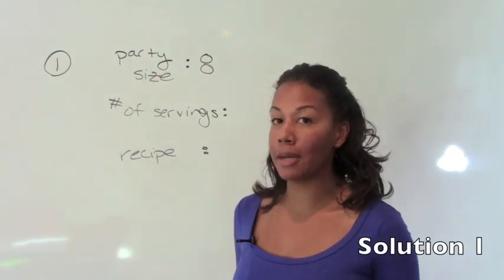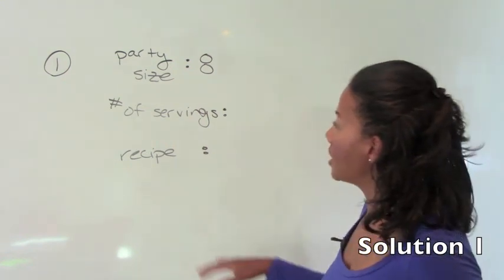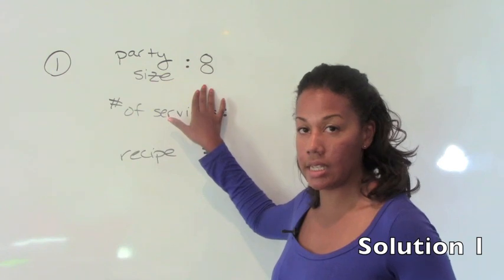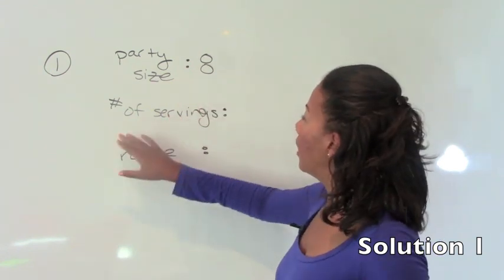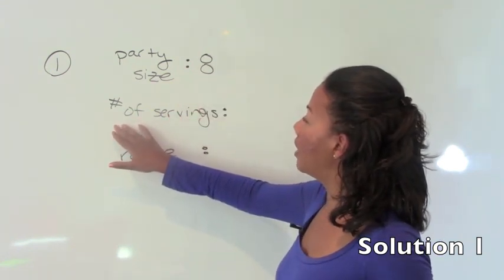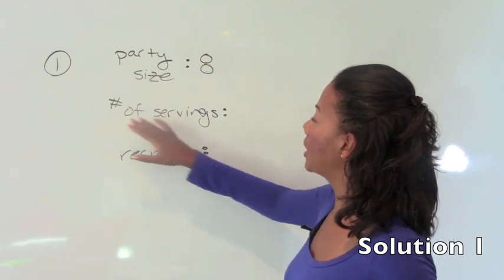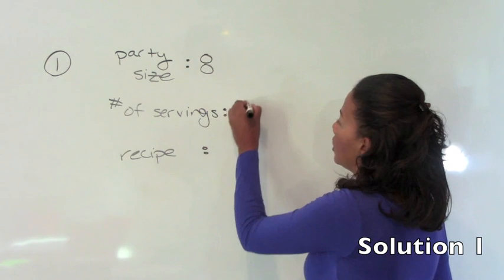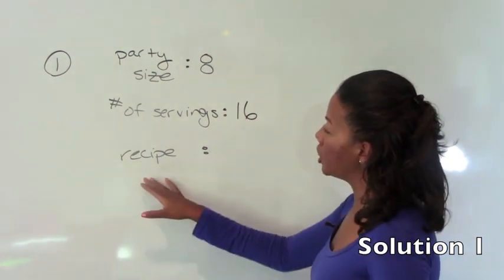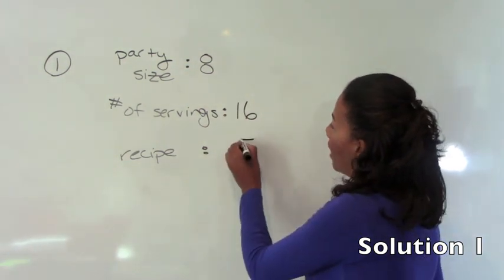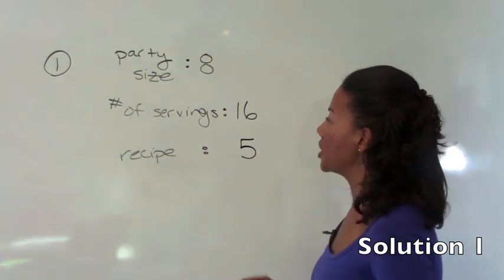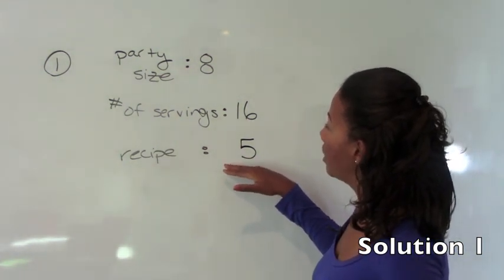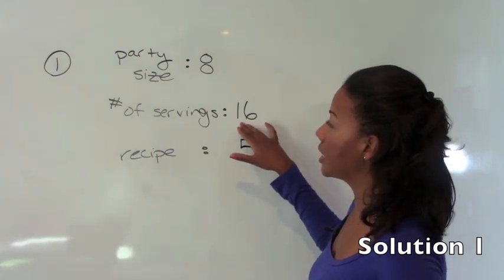We're going to get started with number 1. Number 1 tells us that Sonia is having a party where there will be 8 attendees, including herself. And she wants to have a recipe large enough so that everyone can get 2 servings. So since there are 8 people, she wants a total of 16 servings. The recipe she's using makes 5 servings. So the question asks us, by what % must Sonia increase her recipe in order to get 16 servings?